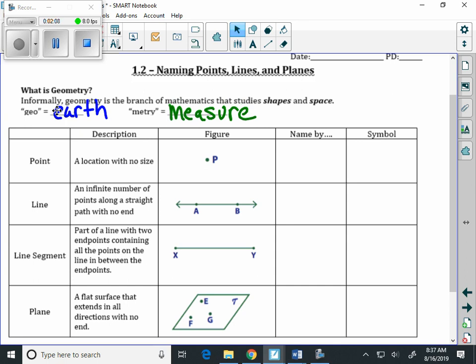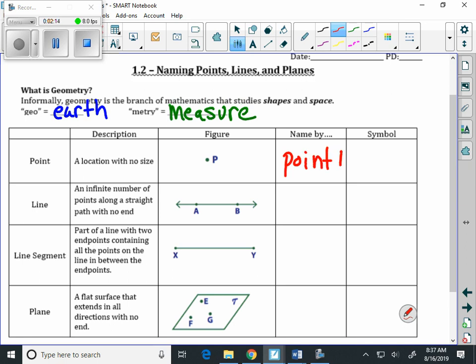And there's two ways that we can name a point. We can name it as point P, in this particular case, or the symbol looks just like what you see in the figure. I don't tend to use that symbol very often. I usually write point P, or whatever the point is.